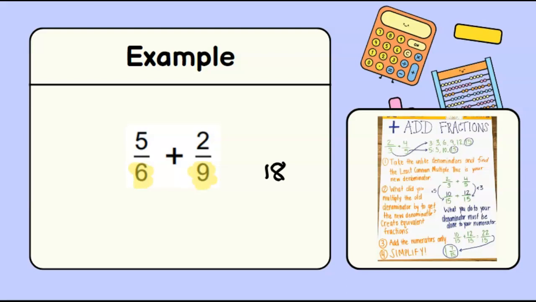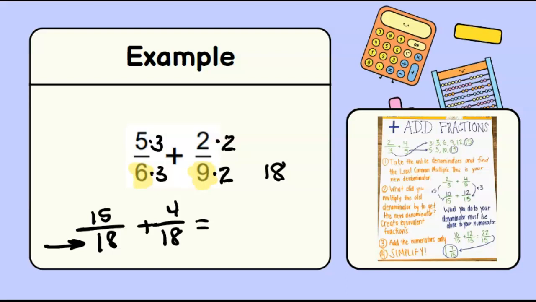What do I need to do to make both of these denominators 18? Well, I just said I need to multiply 9 times 2 and then 6 times 3. Whatever I do to the bottom, I'm also going to do to the top of that fraction. So in 5/6, I need to multiply that 5 times 3. And then in 2/9, I need to multiply that 2 times 9. I'm going to rewrite my problem with my new fractions. 5 times 3 is 15, and 6 times 3 is 18. Plus 2 times 2 is 4, 9 times 2 is 18.